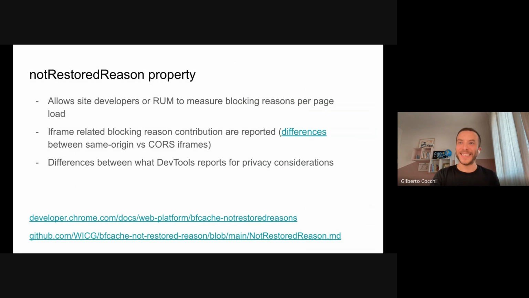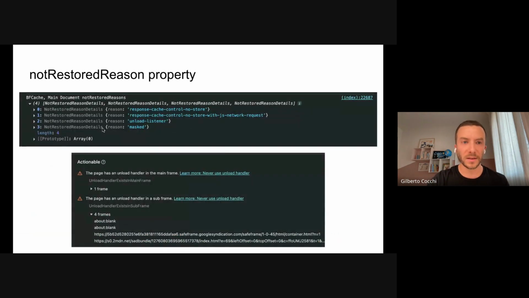So in the interest of time, I also want to discuss the NotRestoredReasons property. I know that Fergal already talked about it during TPAC 2022, at least, if I'm not mistaken. What I was talking about, what you see in HTTP Archive, is what is actually present in Chrome DevTools. But the NotRestoredReasons property allows developers or RUM vendors to report that, considering privacy implications, which are great to have, for RUM.